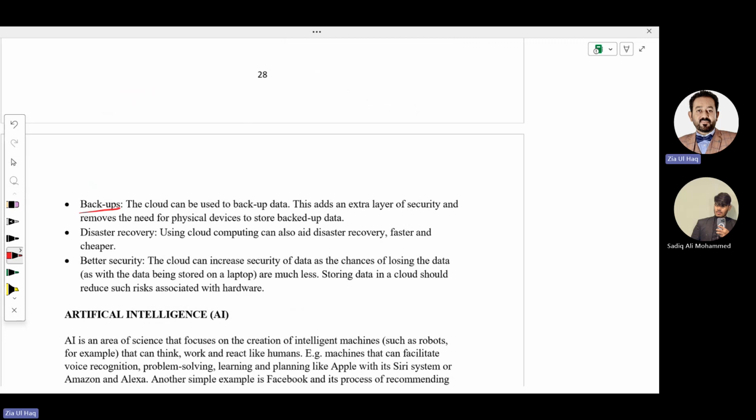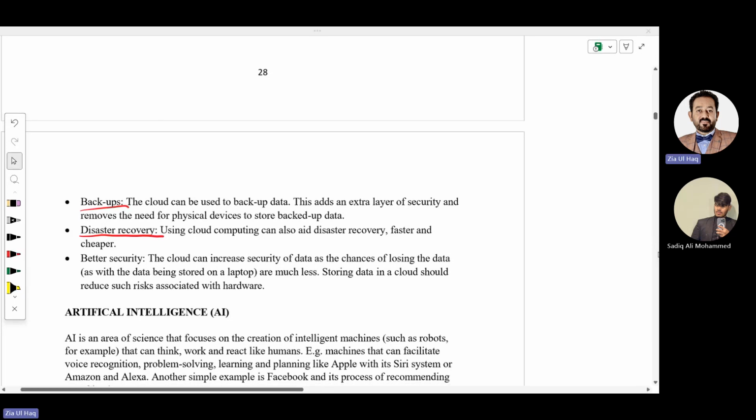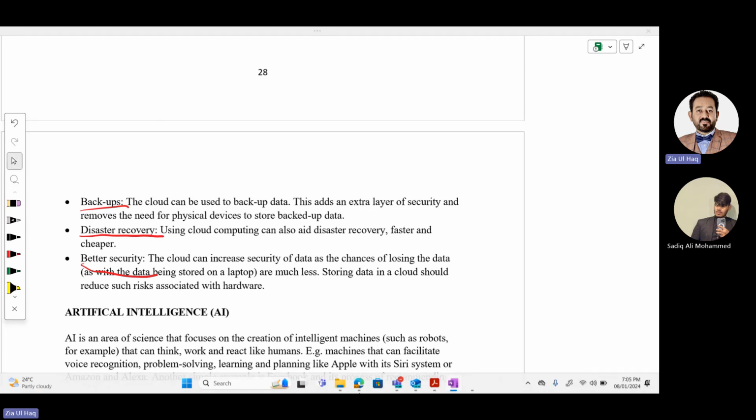And you can use this cloud storage as a backup. If the data in your system is corrupted, hacked, or destroyed, you can take a backup from the cloud storage. And disaster recovery: in case of disaster, if suppose your computer system data has been hacked or destroyed by a virus, you can recover from cloud computing easily. This will be called disaster recovery. And data will be more secure because the cloud provider will provide the security as well.